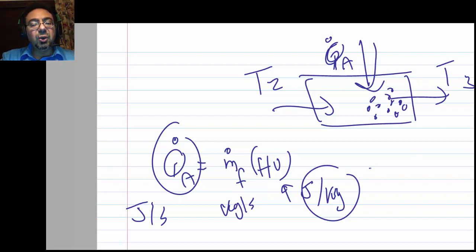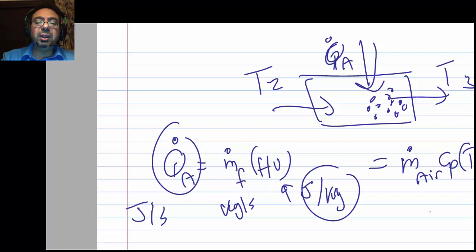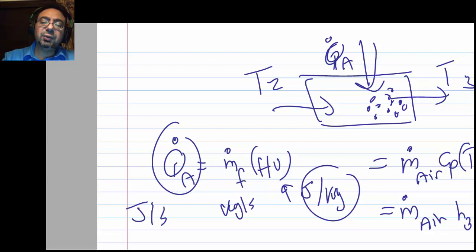Okay, so this Q added is doing what? It is heating the flow. So from the first law of thermodynamics, it should be m dot air times Cp times T3 minus T4. Right? What I'm doing here, I'm doing basically m dot air multiplied by Cp, or multiplied by H3 minus H4. Right? No, wrong. Something is wrong with this equation. Tell me, what is wrong with this equation?